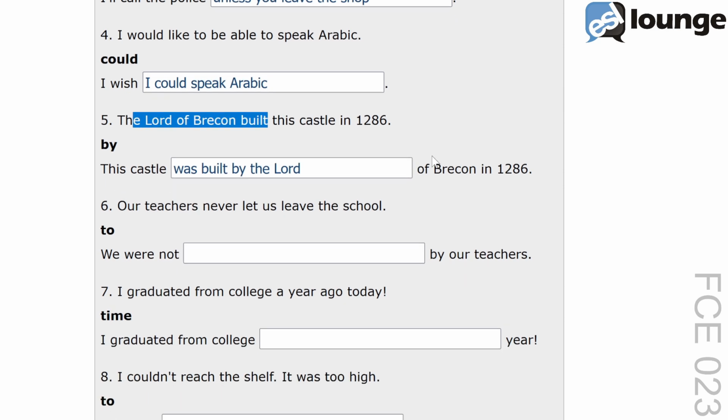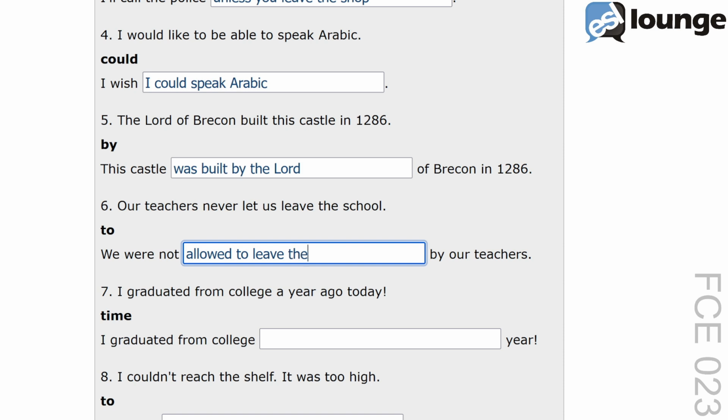Question 6. The original sentence is, our teachers never let us leave the school. The keyword is to. And the second sentence is, we were not blank by our teachers. The correct answer is, we were not allowed to leave the school by our teachers.